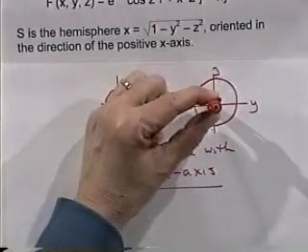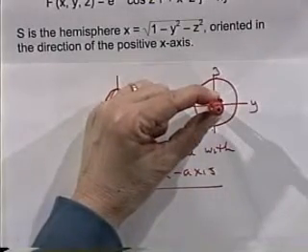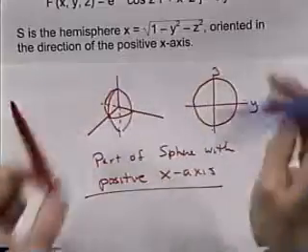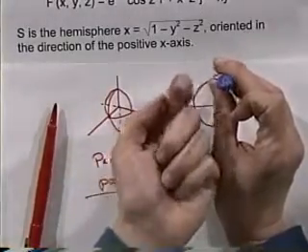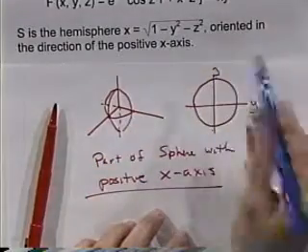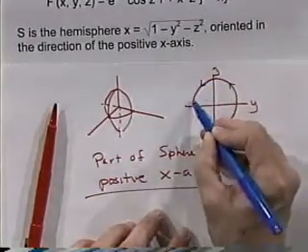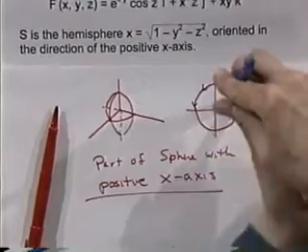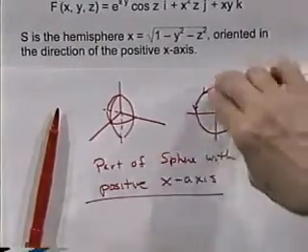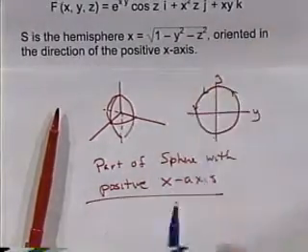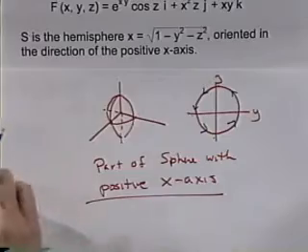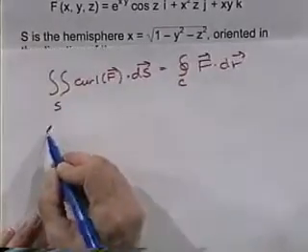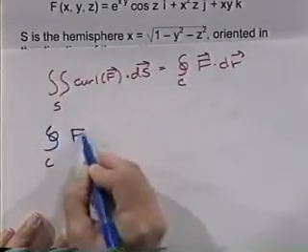Now, they want it oriented in the direction of the positive x-axis. Positive x-axis is pointing out this way. So if I have my little guy walking along here, and he's got his little normal on his head, because it's got to be pointing in the positive x-axis direction, how's he going to have to walk? This way. Because if he walks this way, his left arm's sticking in, and he would have to be going with this orientation.